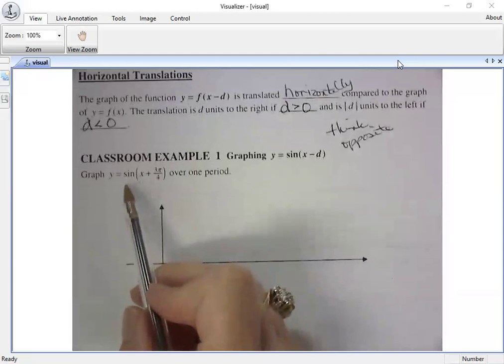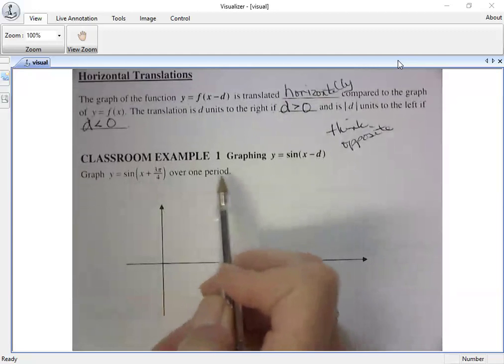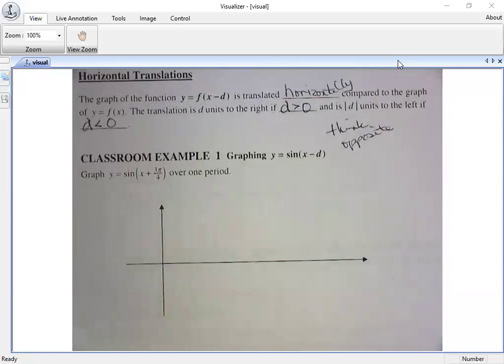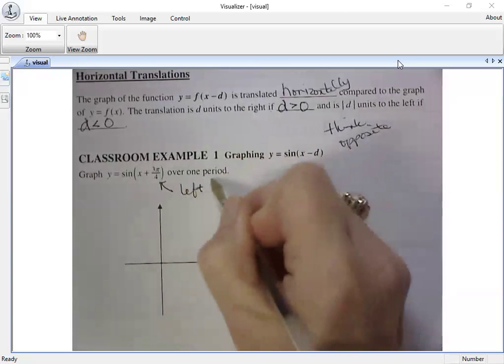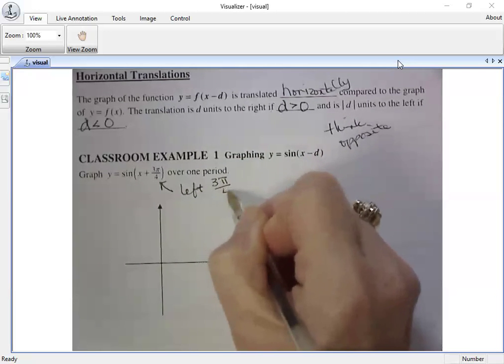So if we want to graph this over one period, now look at the equation and tell me, do you see any change in amplitude? Do you see any change in period? Do you see a horizontal translation? So it's going to shift which way? All right, this tells me I'm going to the left 3 pi over 4 units.